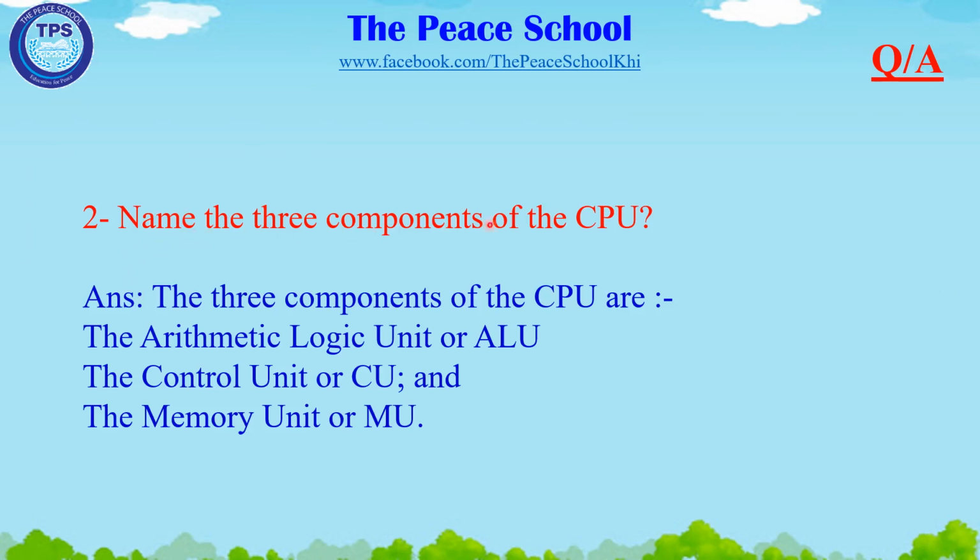Name the three components of the CPU. Yes, we have learned the three main components of the CPU are the arithmetic and logic unit, control unit, and memory unit.